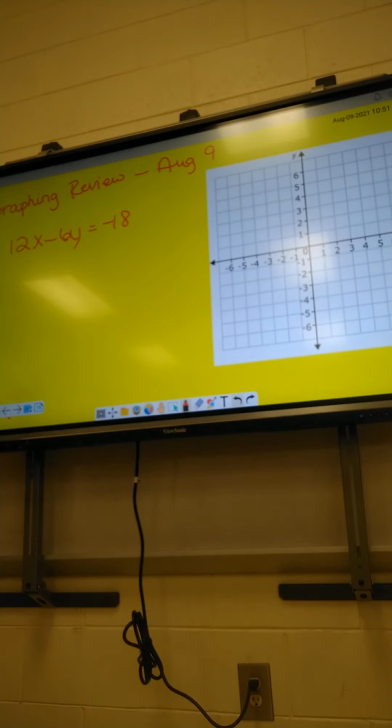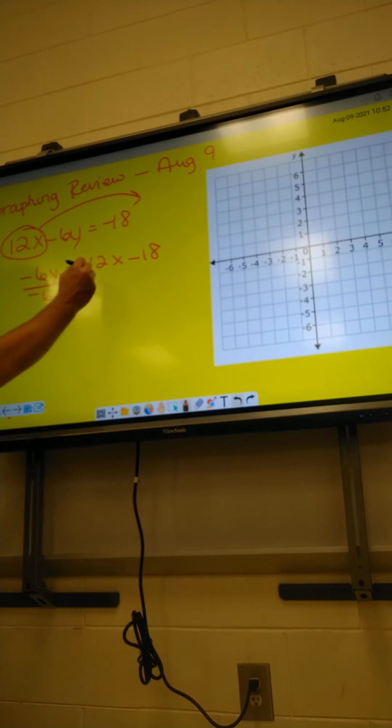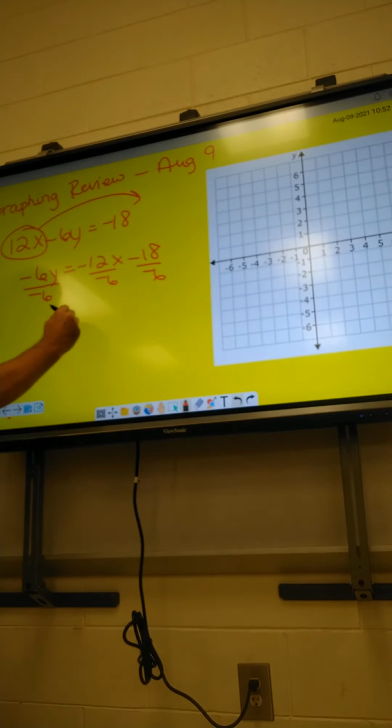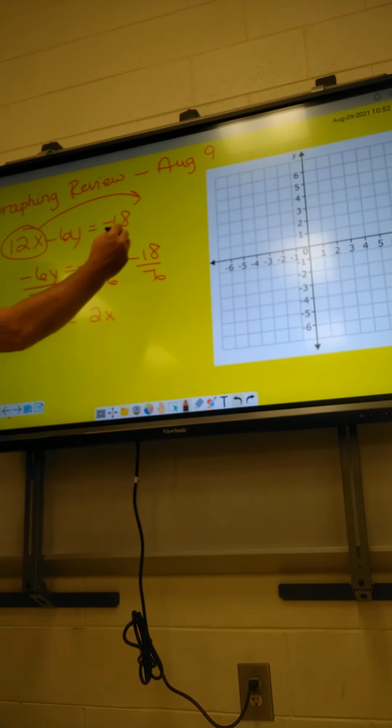It was a positive 12x. That's going to make it a negative 12x. I need you to write that down. All right, last, we're going to divide everything by negative 6. So you got negative 12 divided by negative 6, that's positive 2. You got negative 18 divided by negative 6, that's positive 3.